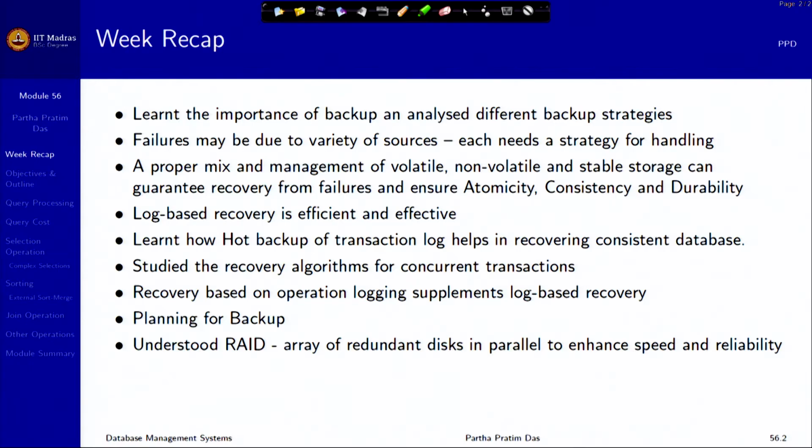We have learnt also about log based recovery, its efficiency and effectiveness, and how hot backup of transaction log can really help in recovering consistent databases. Studied different recovery algorithms for concurrent transactions, recovery based on operation logging and so on, and ended with a plan outline for backups. And in the last module, we understood about redundant array of independent disks, their different levels and what are their advantages and otherwise.